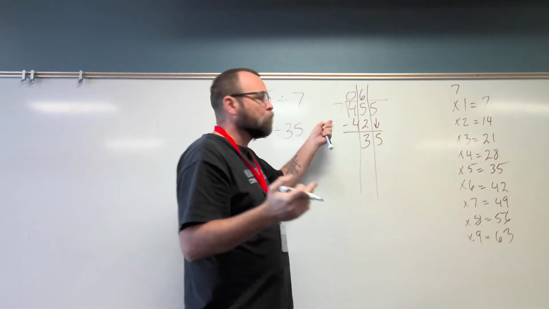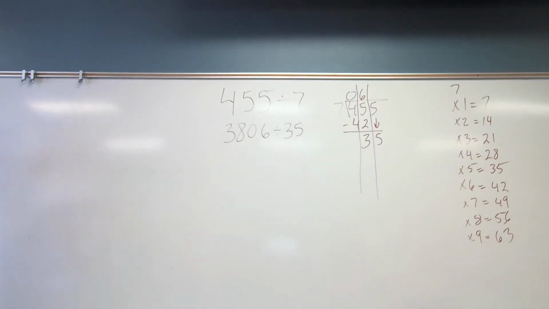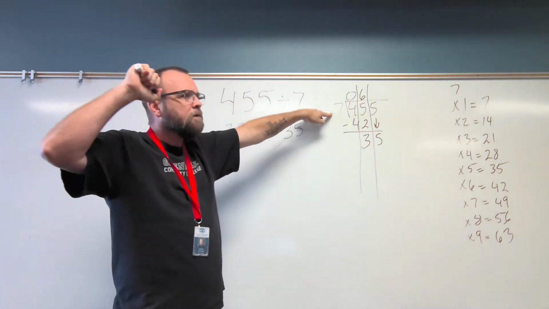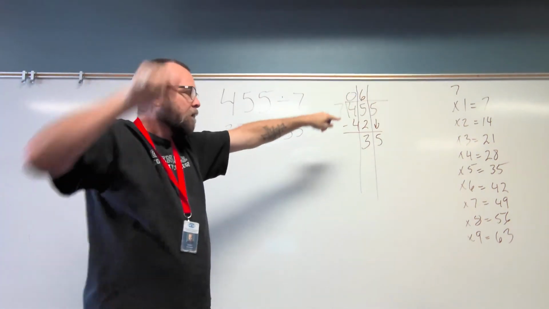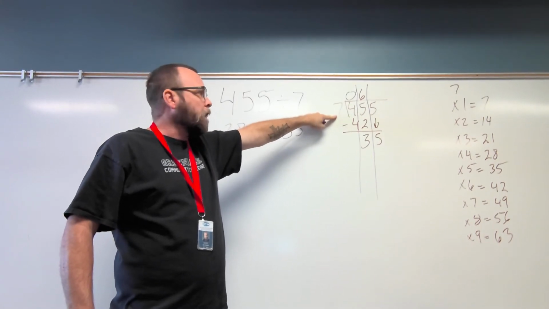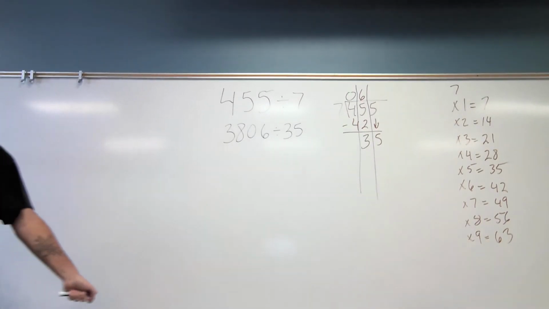Jaden, what's the biggest remainder I can have in this problem? The biggest remainder possible in this problem. 12? No. Oh, no, 5? No. 6. I cannot have a remainder equal to or greater than my divisor. So the biggest remainder I could have would be 6.